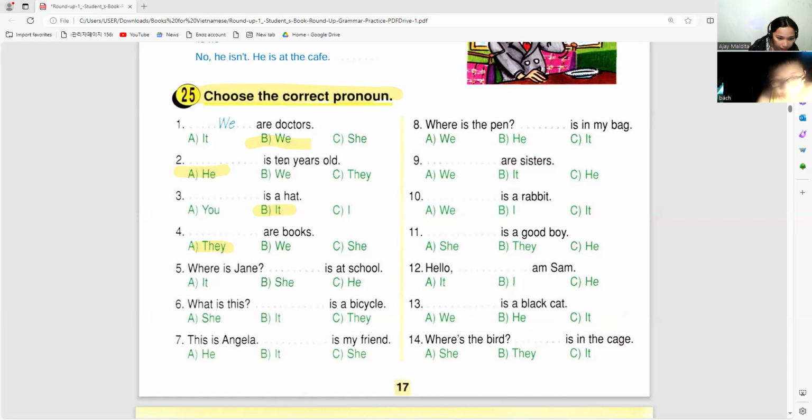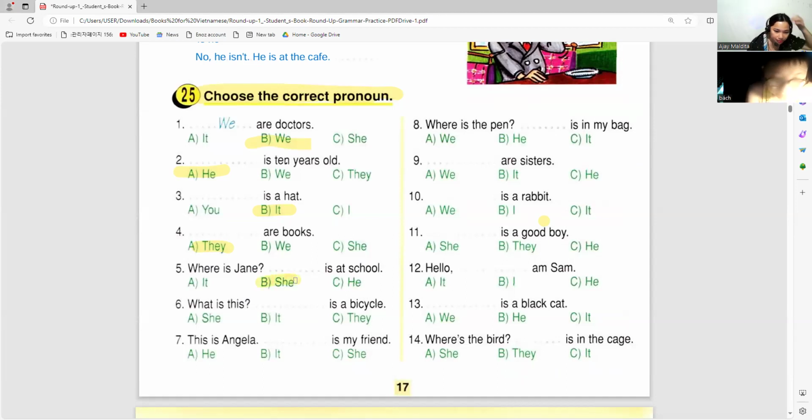How about number five? Where is Jane? It, she, or he? Where is Jane? Jane is a girl. She. That's right. Number six, what's your answer?